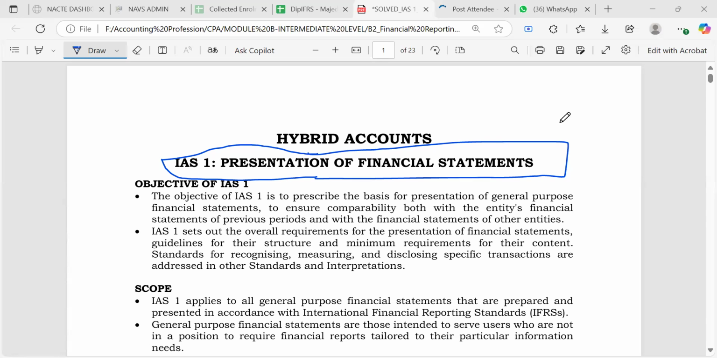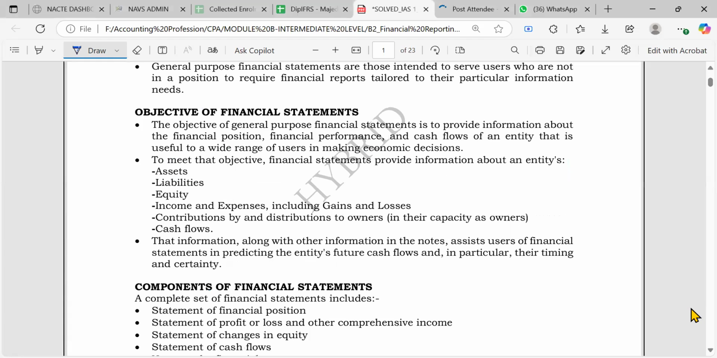All right, today we are going to proceed with IS1, the solving of the questions, right?